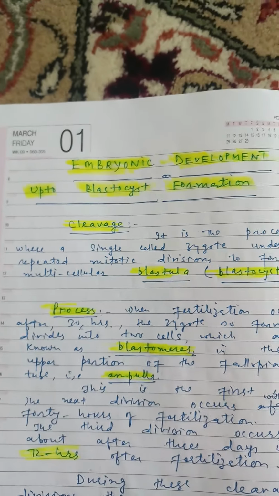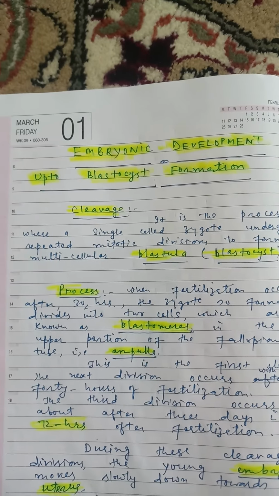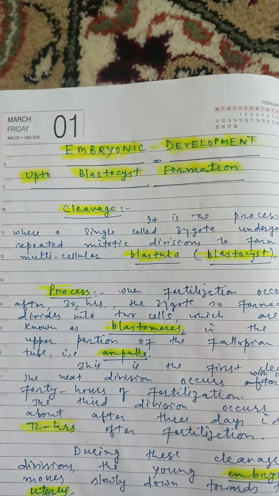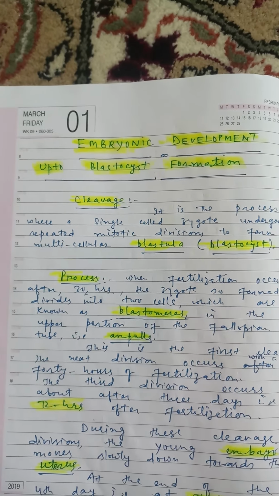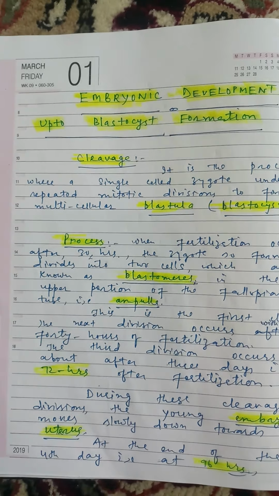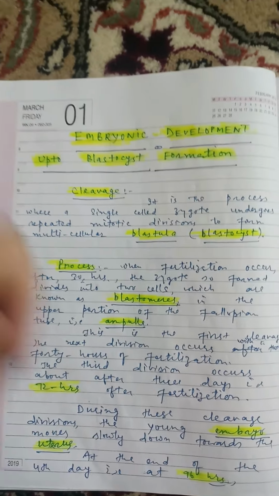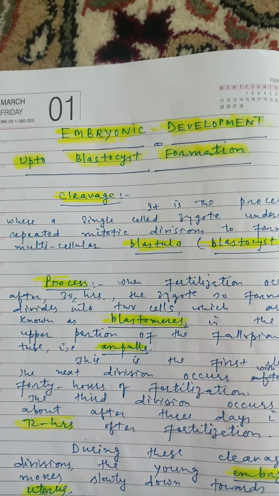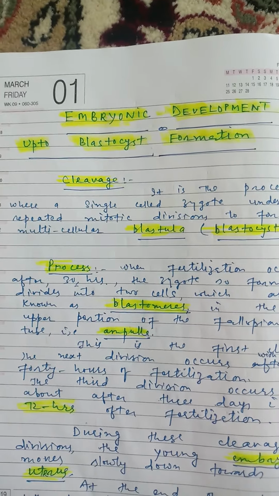So, students, today's topic is embryonic development up to blastocyst formation, and this topic has been taken from Unit Reproduction, which is in our syllabus for class 12th in zoology subject. Before moving ahead, you should have a little bit of information on what embryonic development is.